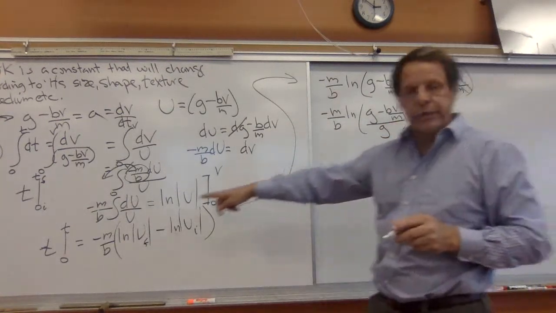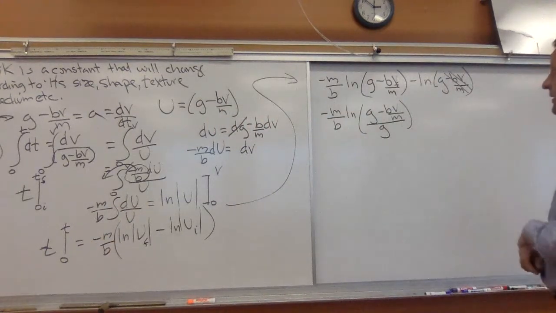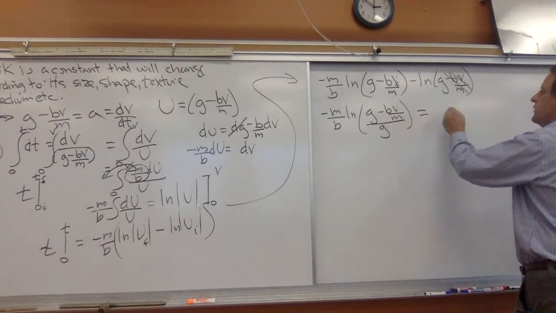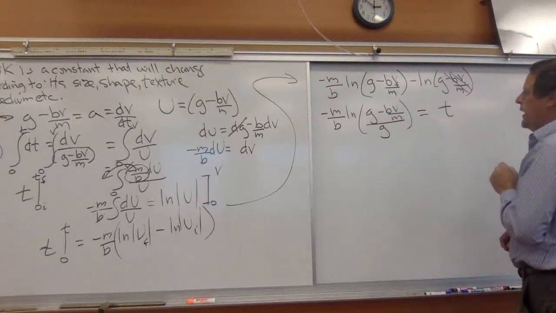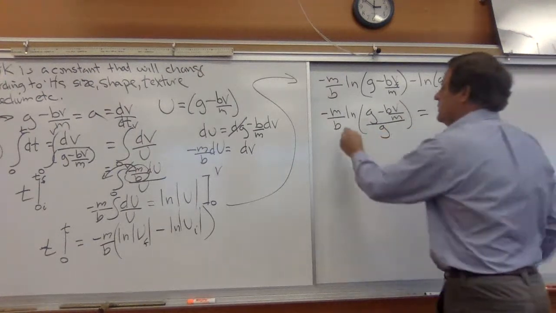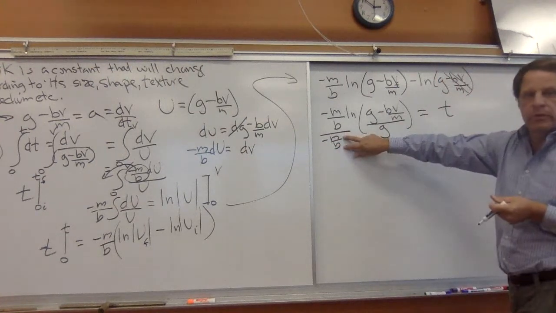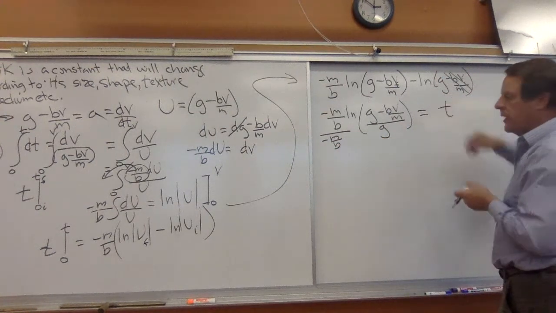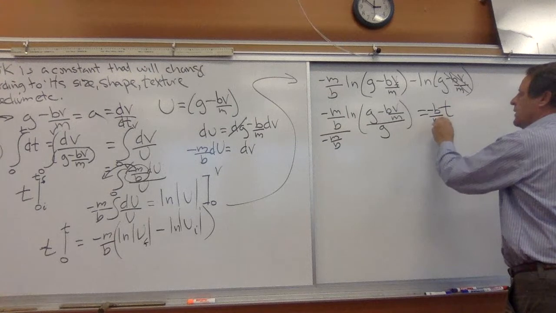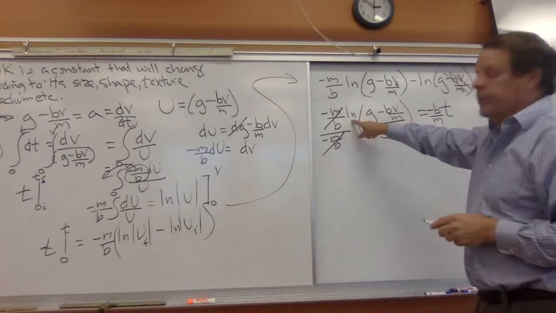Now remember, this whole thing is still equal to t. So now we're going to say that this is equal to t, and we're going to move this over to here by dividing both sides by negative m over b. Remember, when we're dividing by a fraction, it's the same thing as multiplying by the reciprocal. So this is going to be minus b over m, and now this goes away.